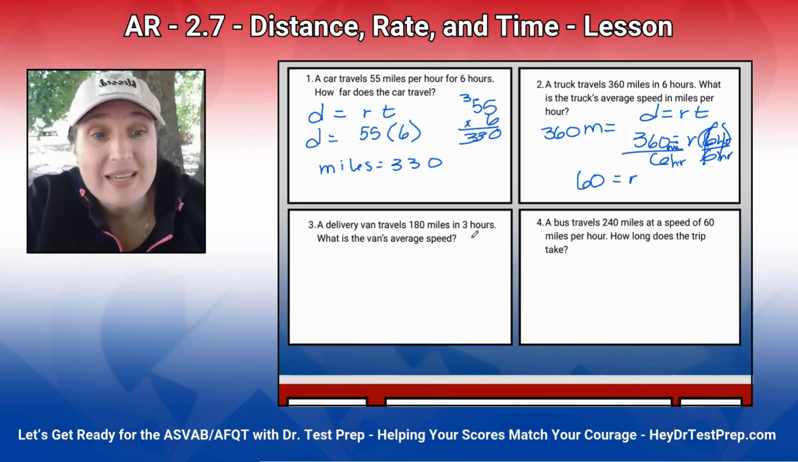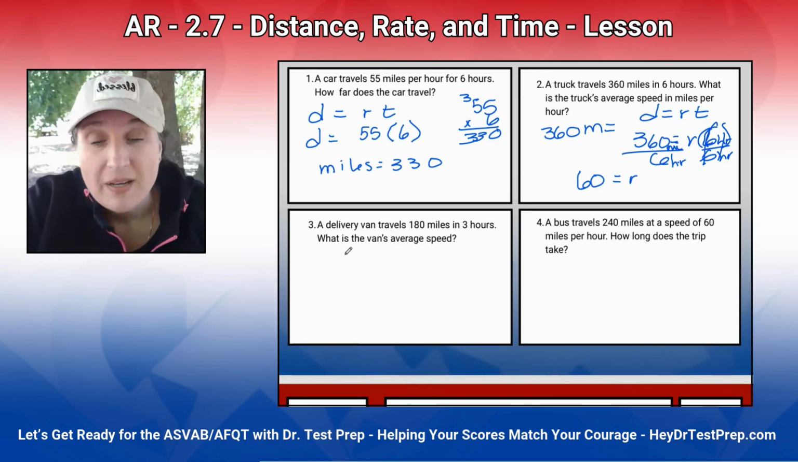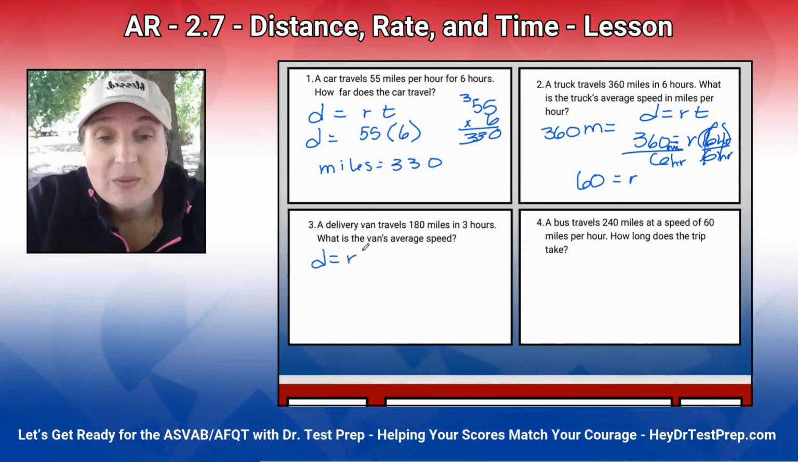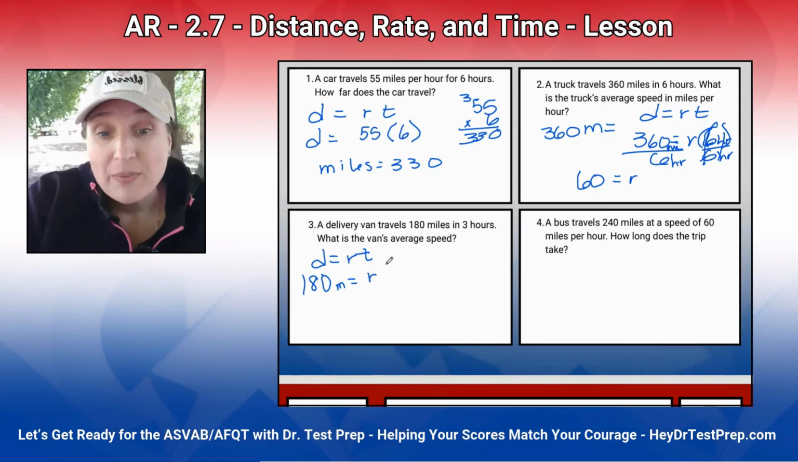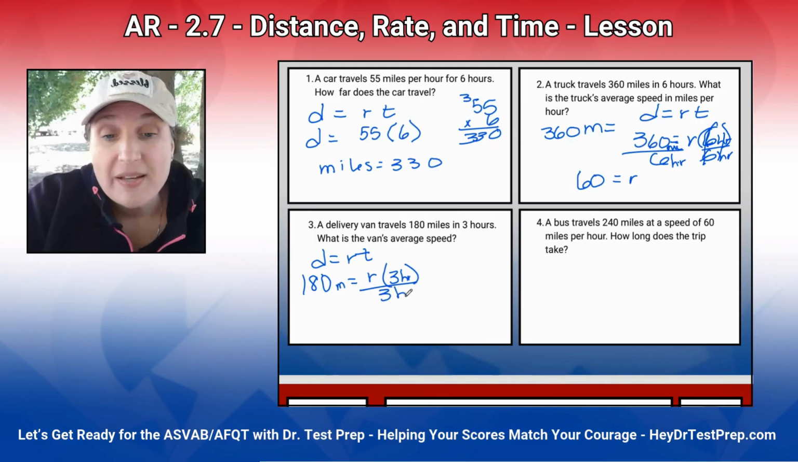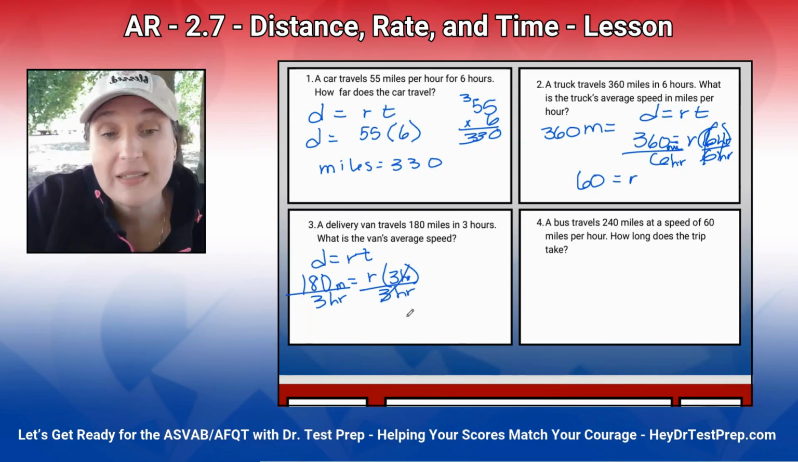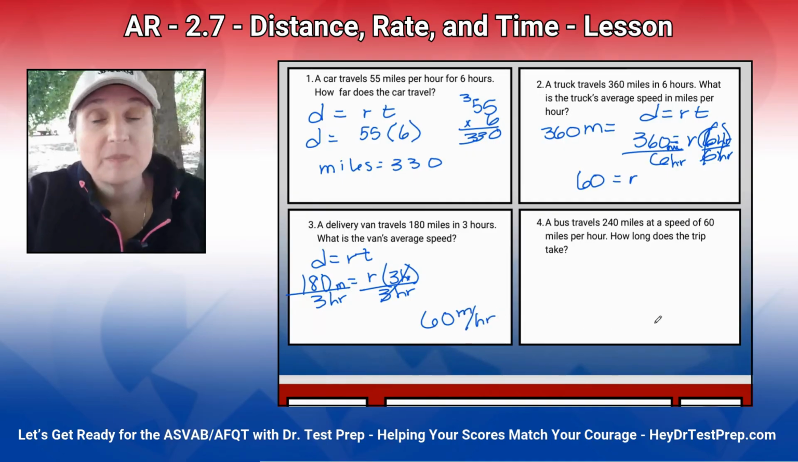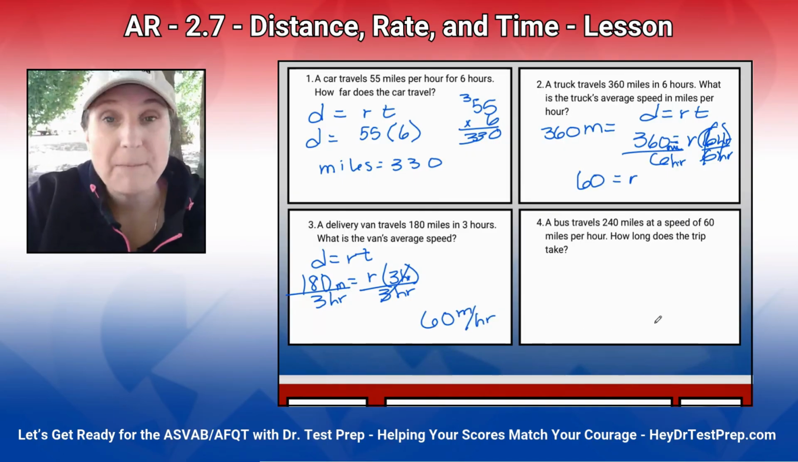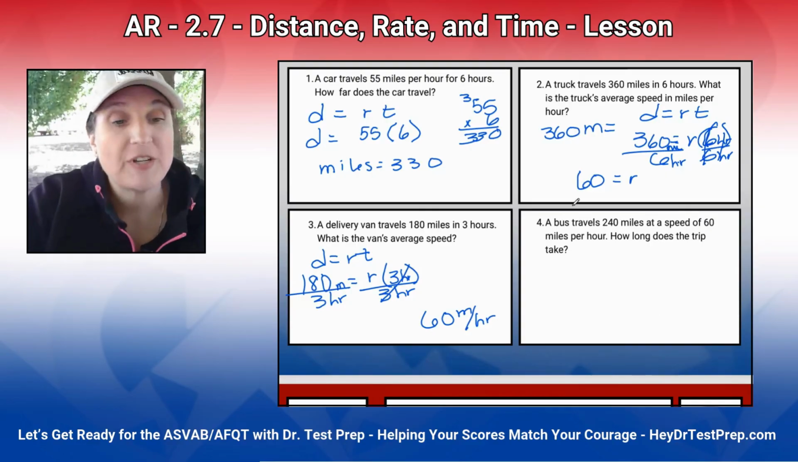Okay, in this case, it wants the average speed. So I'm still doing distance equals rate times time. My distance is 180 miles. I don't know my rate, but my time is 3 hours. So if I divide both sides by 3 hours, I again coincidentally get 60 miles per hour. And that slash is the per, mph, miles per hour.